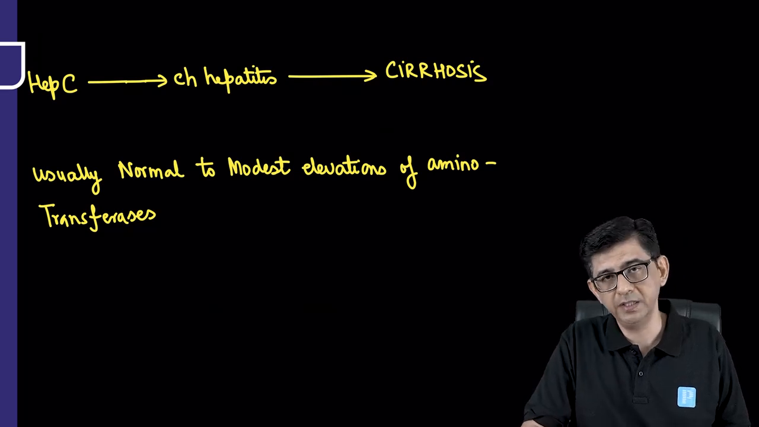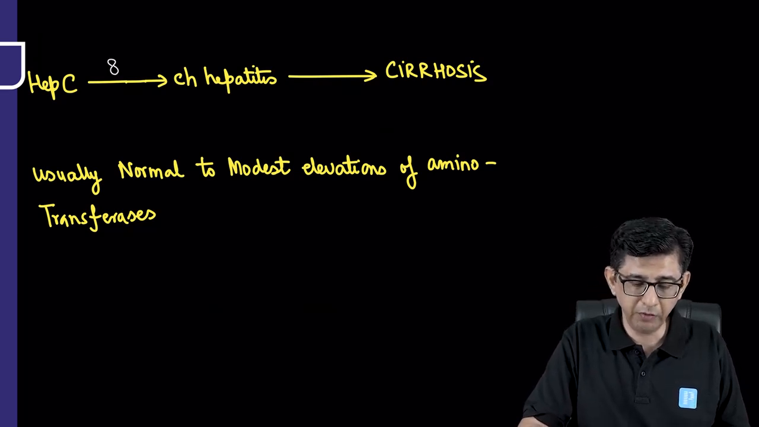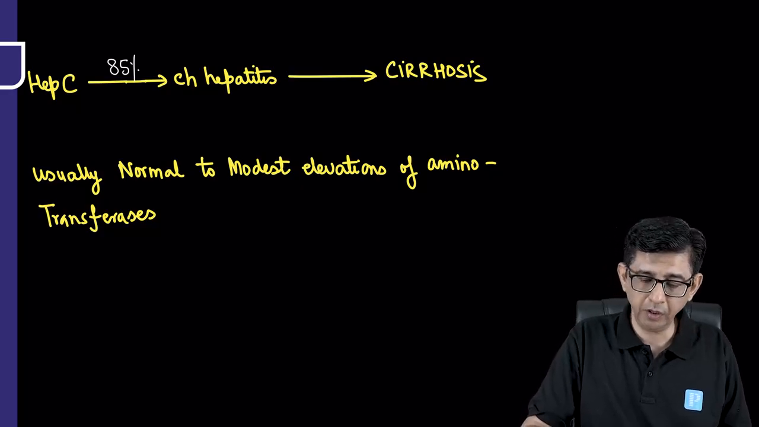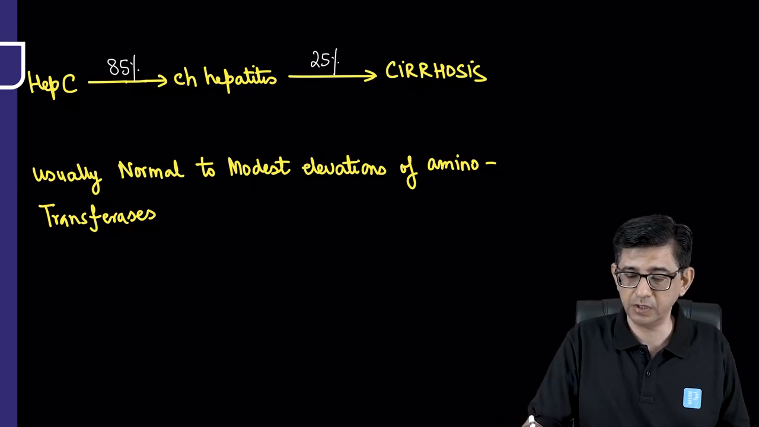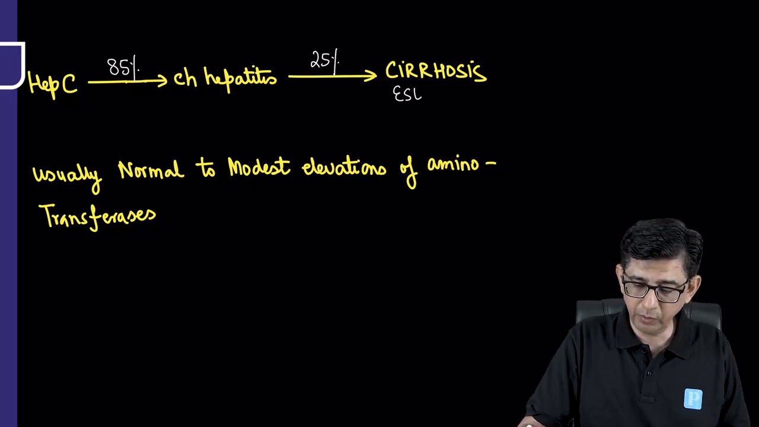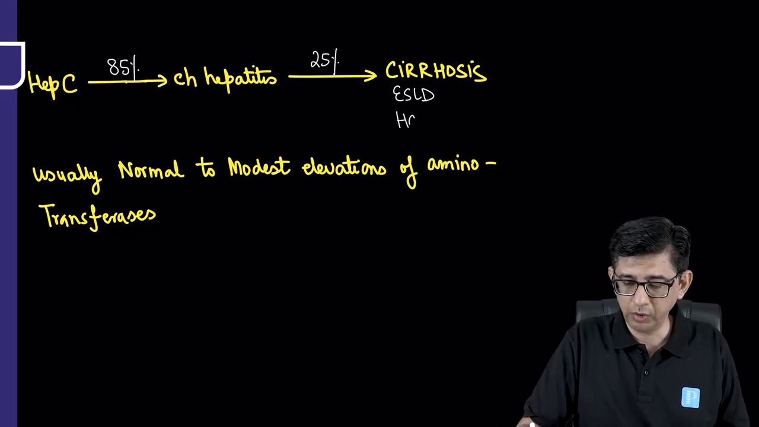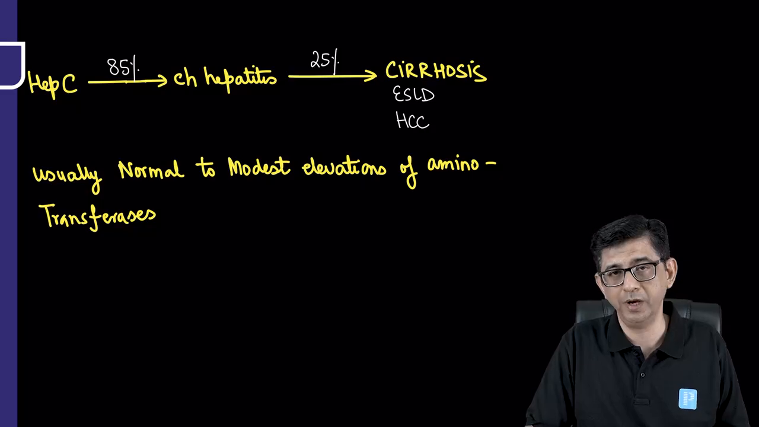Now, once a person gets hepatitis C, the chance of him getting converted into chronic hepatitis is 85%, and of the patients present here, a quarter of them, that is 25%, will then progress to liver cirrhosis. With liver cirrhosis, they can go into end-stage liver disease and require a liver transplantation, and some can go on to develop hepatocellular carcinoma as well.